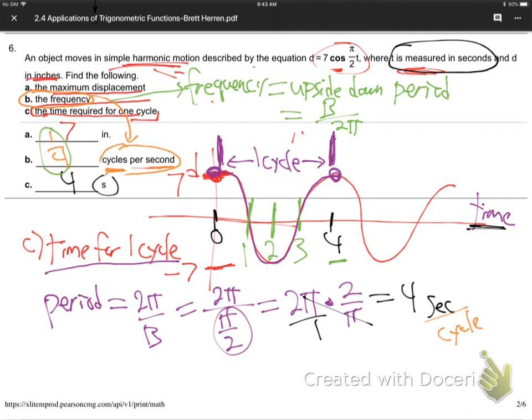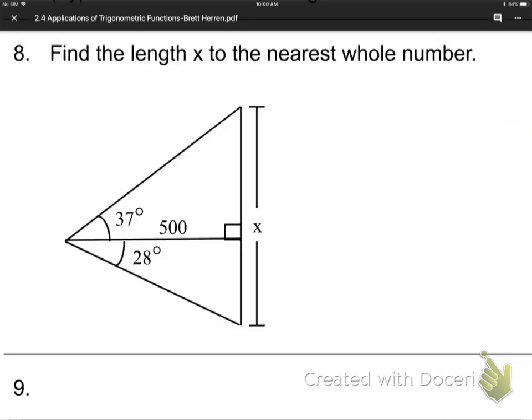Making sense? So this is all the real life stuff, this is where trig is used. Things like this. All right, let's move on. Number 8, they want me to find x.